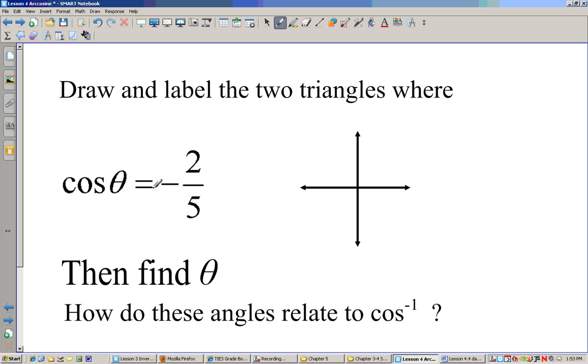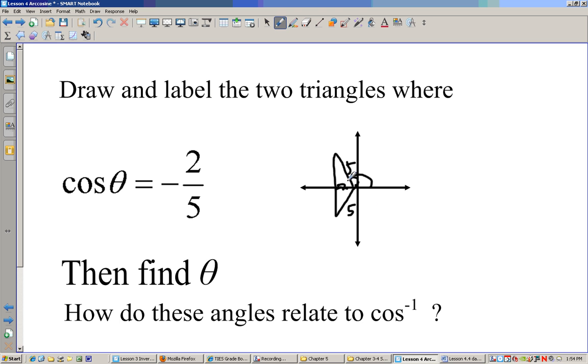Now if we look at something like cosine of theta equals negative 2 over 5. So negative is going to be on this left side again. Negative 2 over 5. That's supposed to be a negative 2 in there. You can't see it. I should draw my triangles a little bigger. So if I want to find my theta, our theta is this value there.